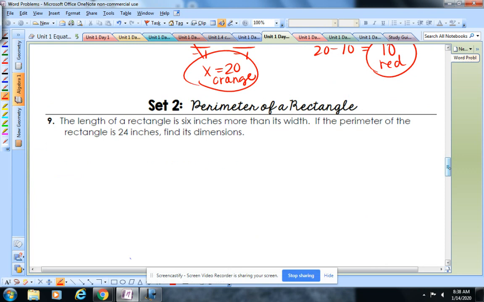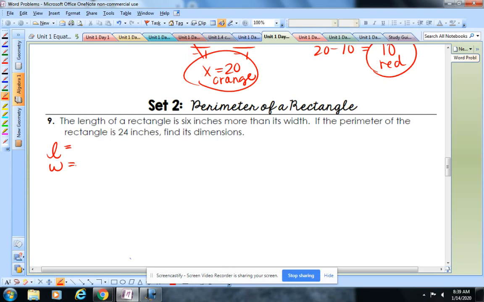All right. Let's talk about perimeter of a rectangle because I know you have one like this on your quiz tomorrow. Okay. All right. Number 9 says the length of a rectangle is 6 inches more than the width. The perimeter of the rectangle is 24 inches. Find its dimensions. Okay, first of all, we're talking about length and width. Y'all with me? And universally, a capital L talks about the length of a rectangle. So that's why I'm just using cursive L. All right, so let's assign variables.